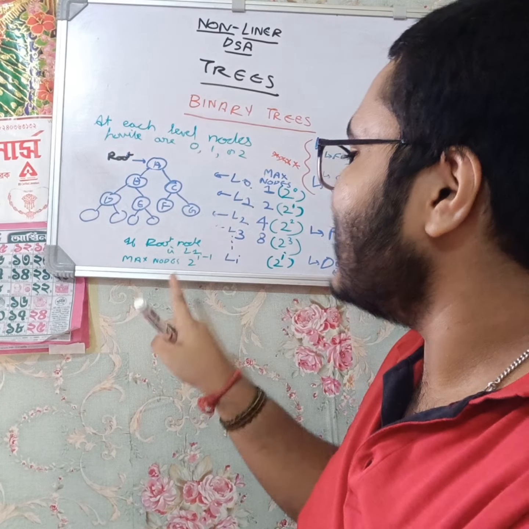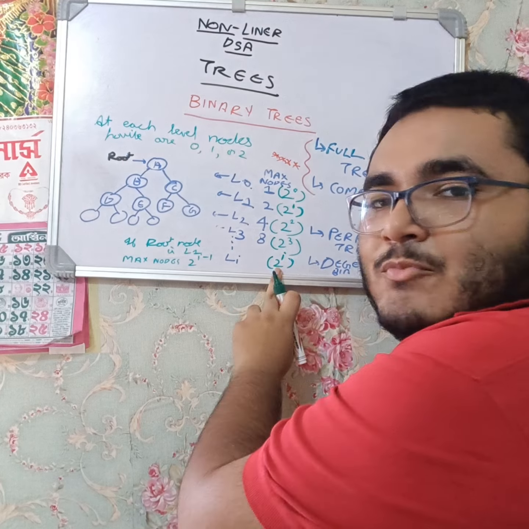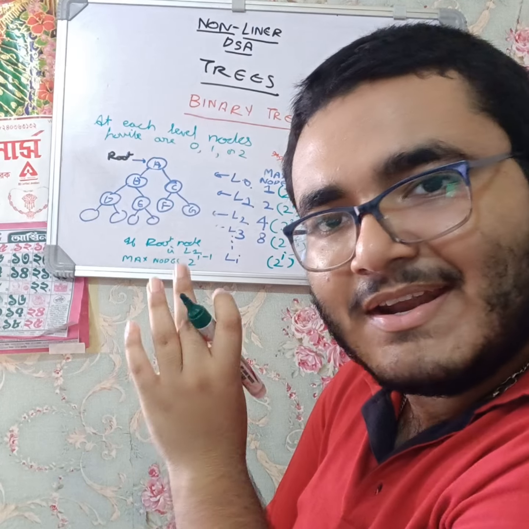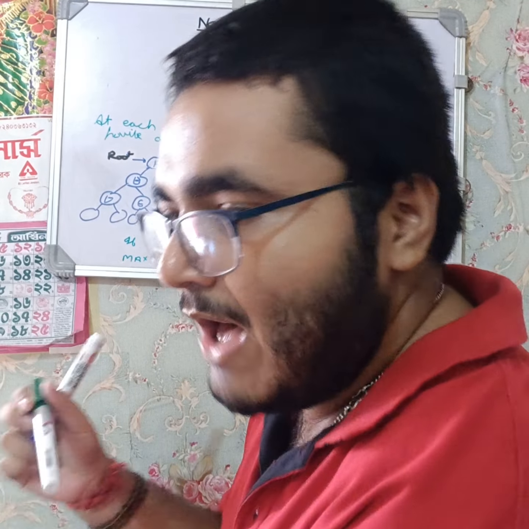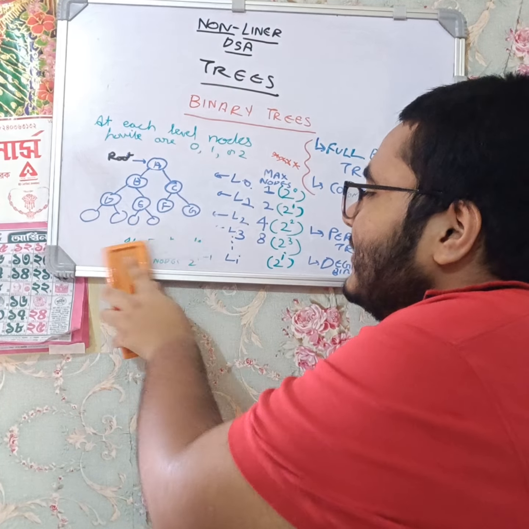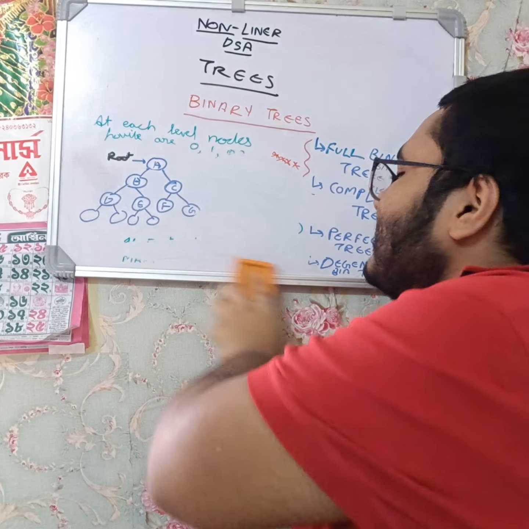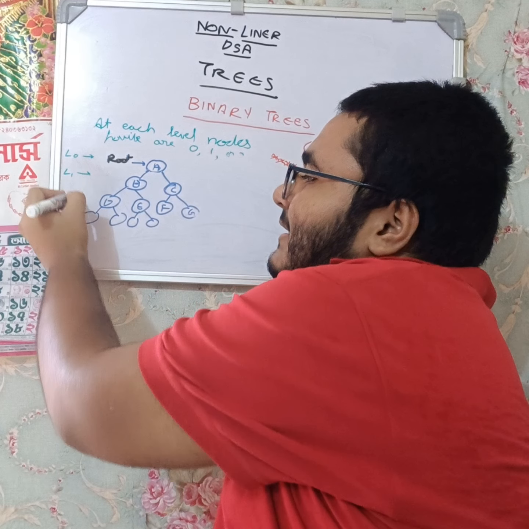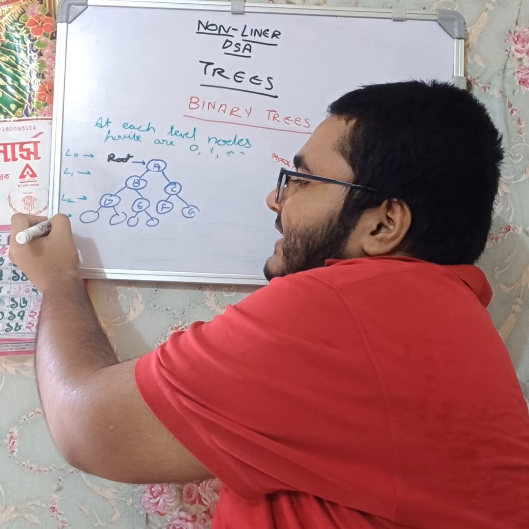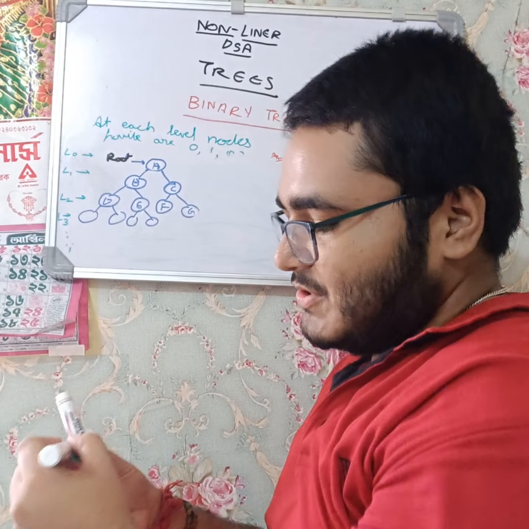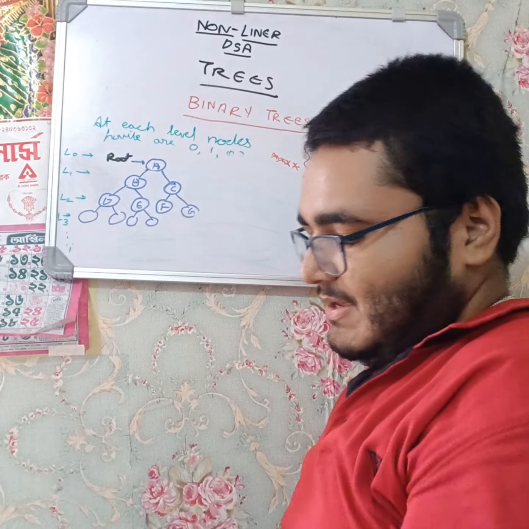So I am considering starting from level 0. So the maximum nodes at the ith level is 2 to the power I. Clear about this? Now we can build a formula for height. I am just writing it now as a statement. If this is level 0, level 1, level 2, level 3, then at the ith level, the max nodes at the ith level is 2 to the power I.